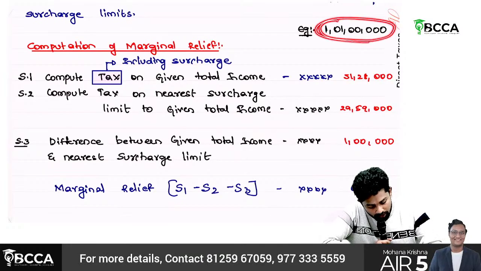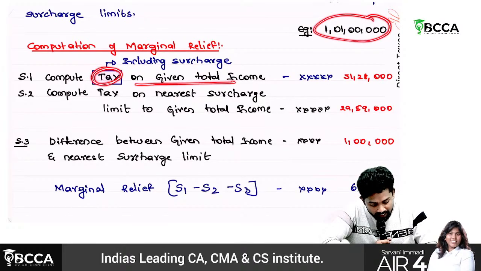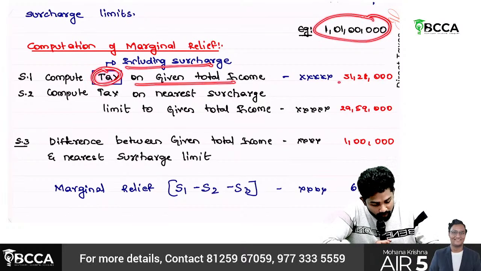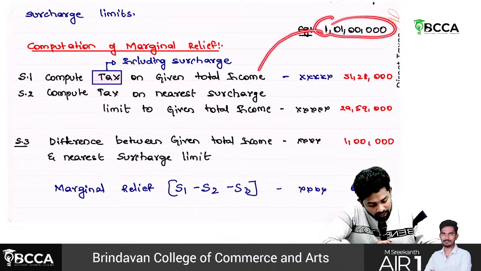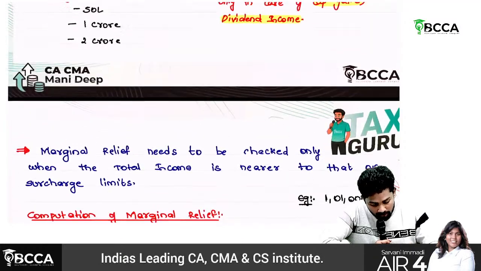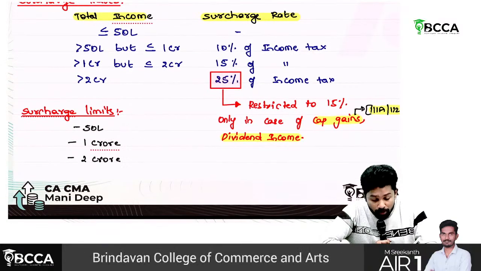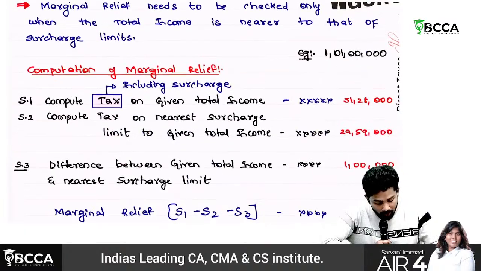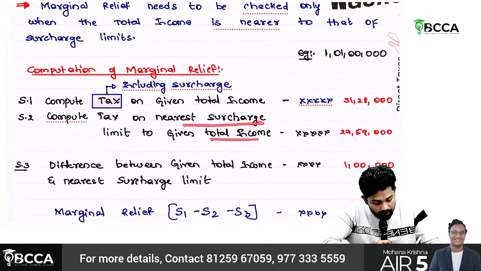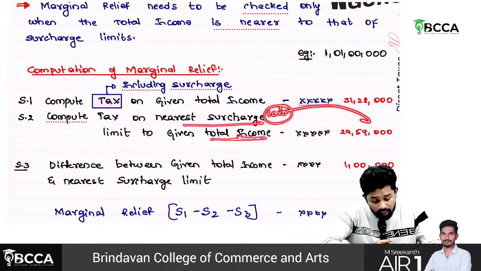1 crore, 1 lakh is the given total income. So on 1 crore, 1 lakh, we should calculate tax and surcharge. How much is it? 31 lakh 28,000. Then for 1 crore, 1 lakh, what is the nearest surcharge limit? 1 crore, because the surcharge limits are 50 lakhs, 1 crore, 2 crores. At these limits only the surcharge rate changes, or the slab changes. So on 1 crore we calculated the tax plus surcharge.